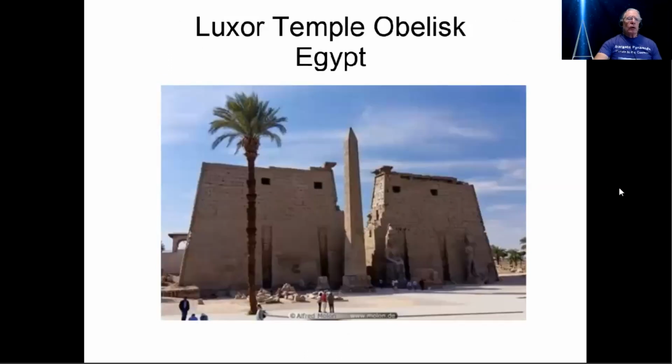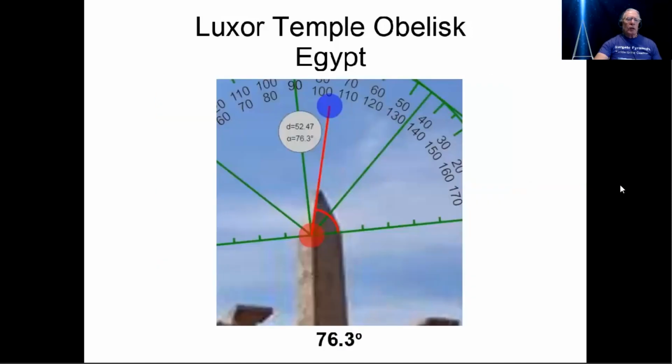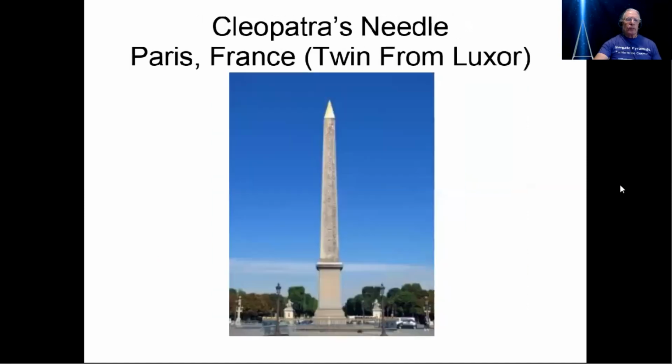And now we're going to move on to the Luxor Temple, which is the other great ancient temple located in Egypt. You'll only see one obelisk here, and we'll talk about that in just a moment. But you can see here that, again, the pyramid at the top of that obelisk has a slant angle of 76.3 degrees.